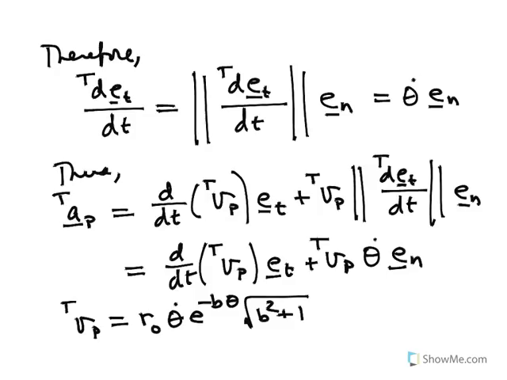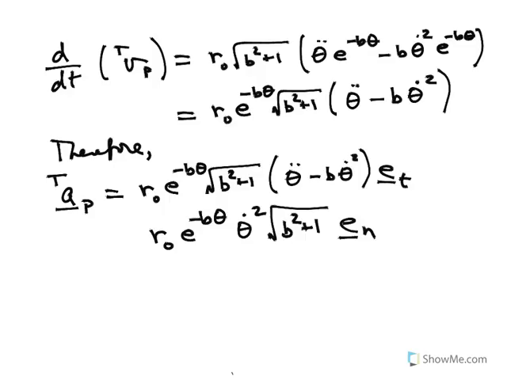And you can see that what we got there is r0 times theta dot times e to the minus b theta times the square root of b squared plus 1, and then there's another theta dot, so I get r0 times theta dot squared, and that's how that came into being. And that is our final expression for the acceleration of point P as viewed by an observer fixed to the track in terms of intrinsic coordinates.